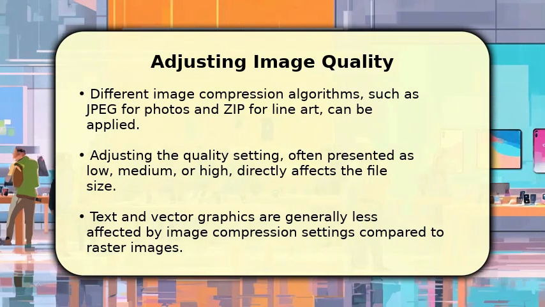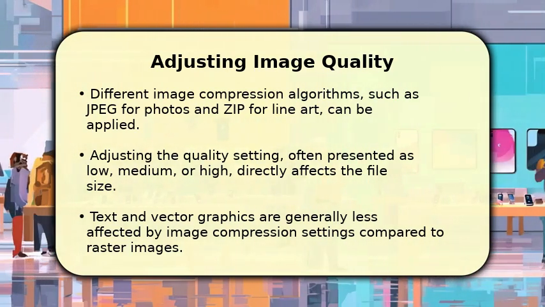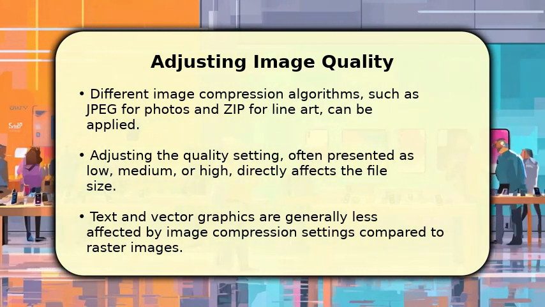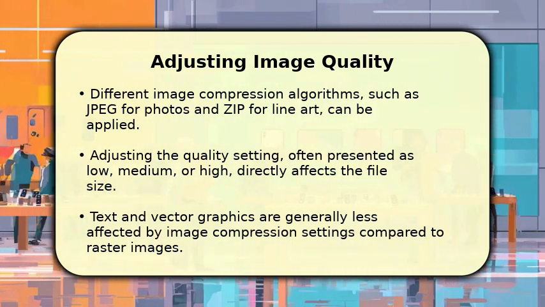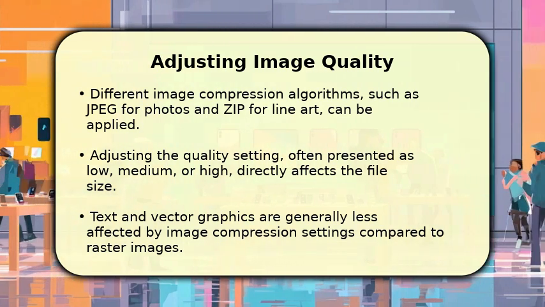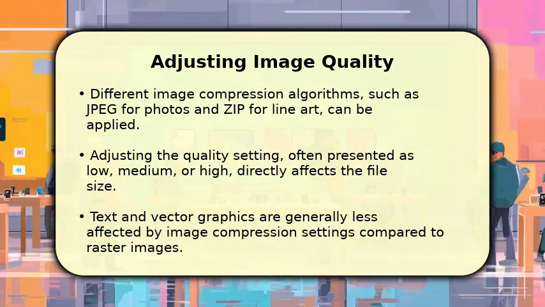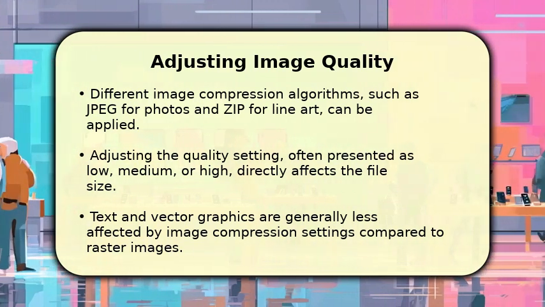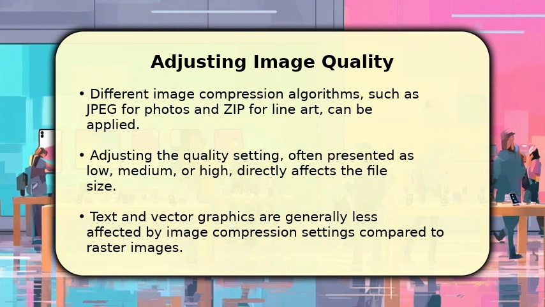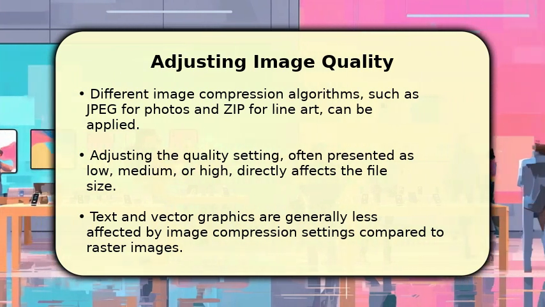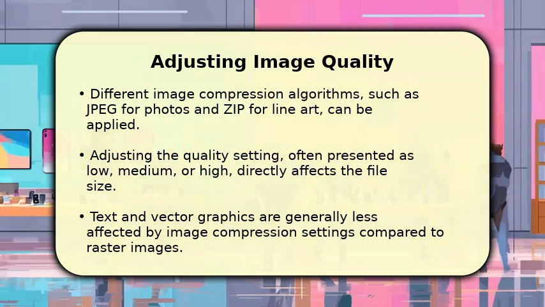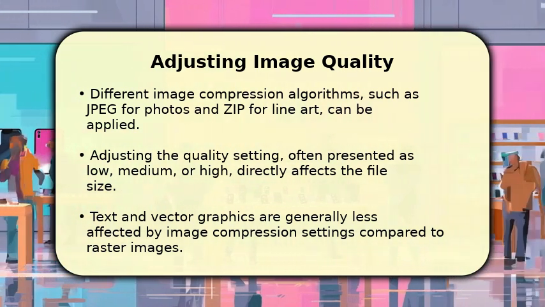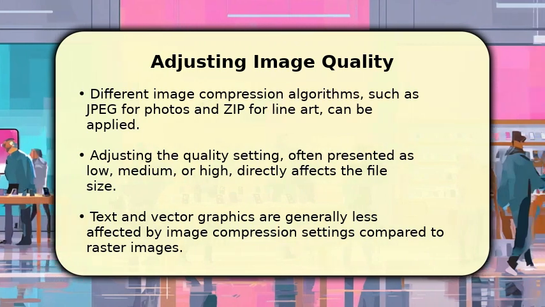Beyond downsampling, adjusting the image quality settings plays a crucial role. For photographic content, using JPEG compression with a lower quality setting can significantly reduce file size. For line art or text, ZIP compression is often more suitable. Most tools allow you to choose between low, medium, or high quality. Selecting a lower quality will result in a smaller file, but it's important to preview the document to ensure the visual integrity remains acceptable for its intended purpose.